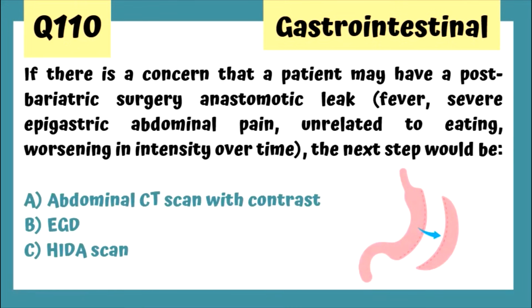Question 110. If there's a concern that a patient may have a post-bariatric surgery anastomotic leak, they have fever, severe epigastric abdominal pain unrelated to eating and worsening intensity over time, the next step would be we want to get a CAT scan because we're going to have to go with emergency surgery if this really is the case, because it's severe mortality if this is not treated.